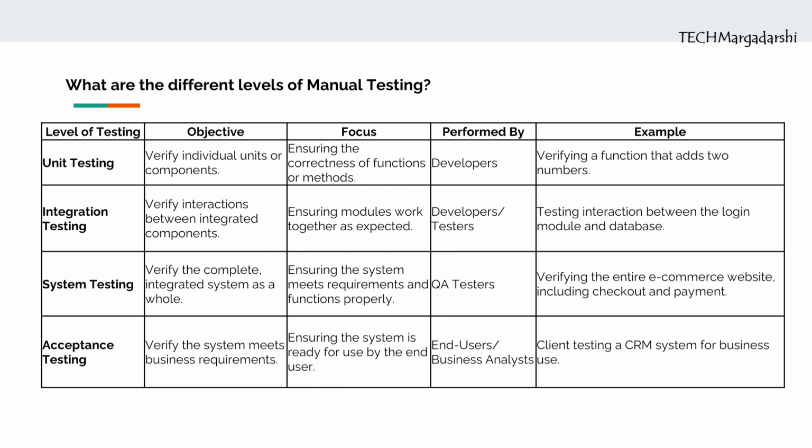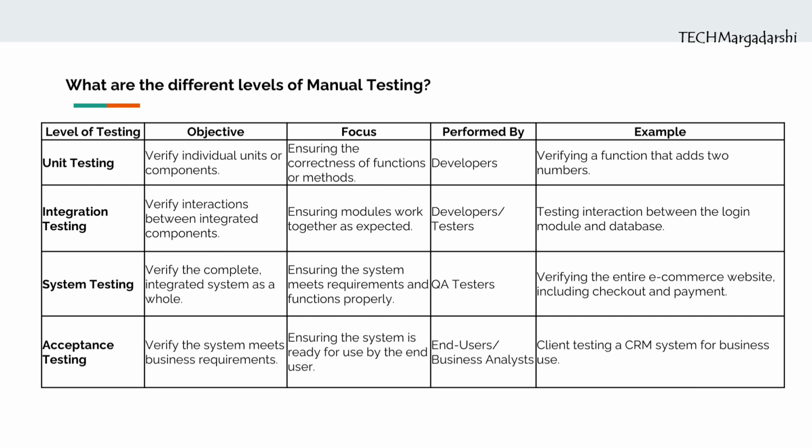System testing. At this stage, the complete system is tested as a whole. The goal is to ensure the software meets requirements and functions properly in its entirety. Example, testing an entire e-commerce website, including browsing, checkout, and payment.